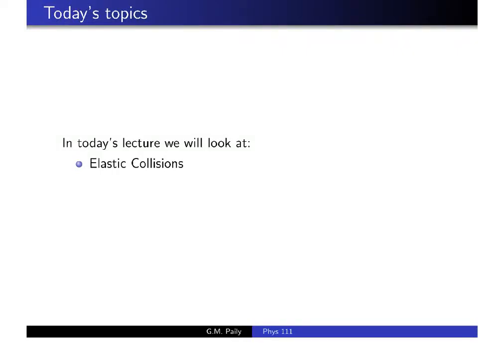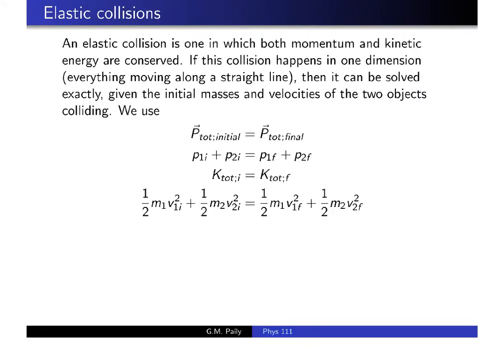In this lecture, we will look at the topic of elastic collisions. Elastic collisions conserve both momentum and kinetic energy. If we are looking at one-dimensional elastic collisions, then this problem can be solved exactly. So if you are given the initial masses and initial velocities of the two objects, you can get the final velocities of the two objects. Let's see how we solve this.